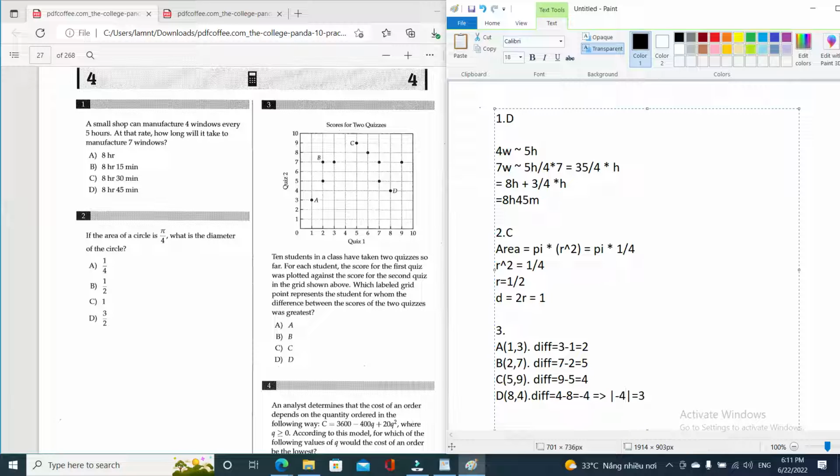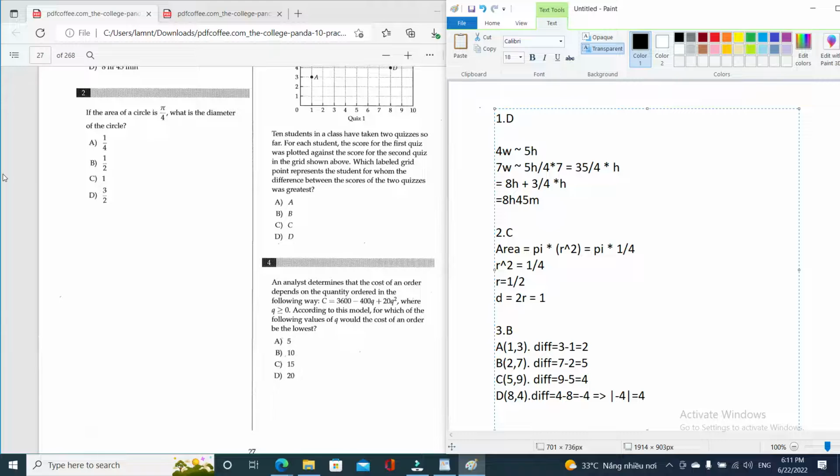So anyway, the answer should be B, because 5 is the biggest. So let me show you again. 5 here, 2 here, it's 4 here, and 8 minus 4 is just 4. So we're going to take the absolute value of the difference. So yeah, anyway.